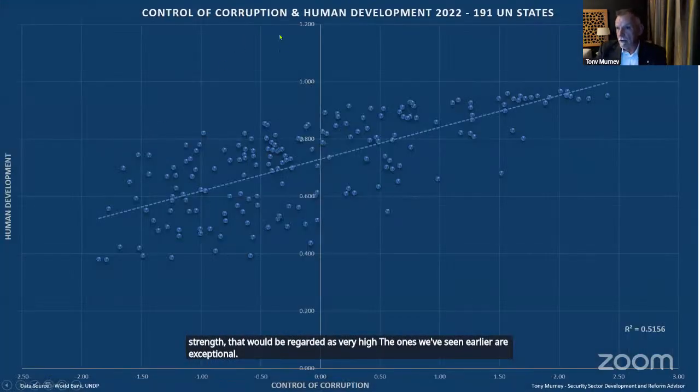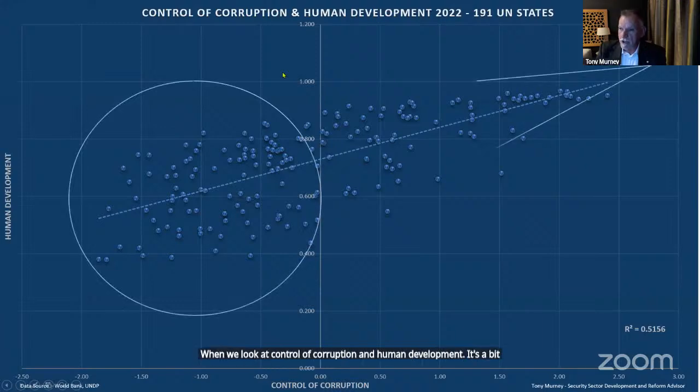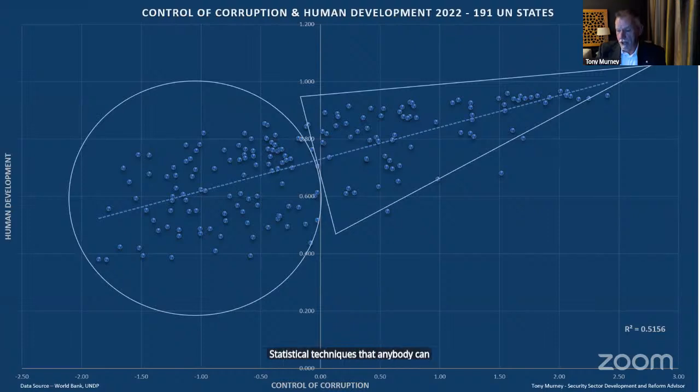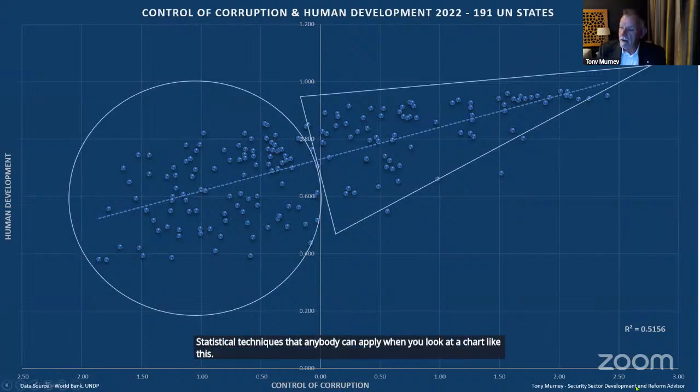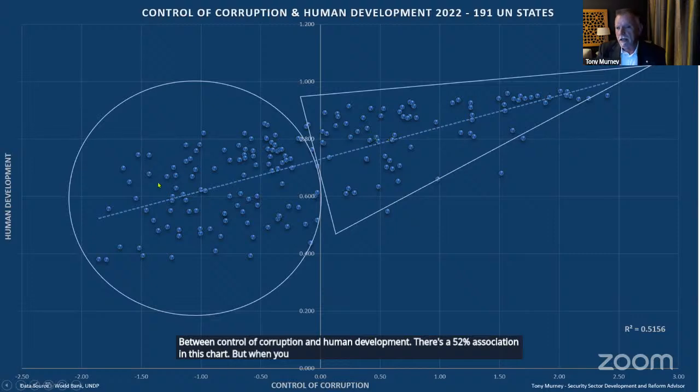When we look at control of corruption and human development, it's a bit different again. And I'm just using different ways of describing how these charts can be chopped up using non-statistical techniques that anybody can apply when you look at a chart like this. We still have a moderate association, as with the last chart, between control of corruption and human development. There's a 52% association in this chart, but when you look at the breakdown, down here, there's practically no association.